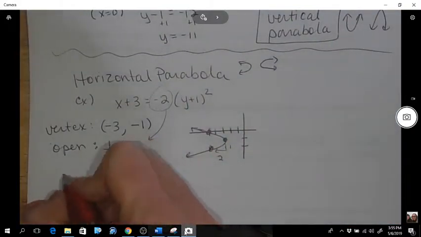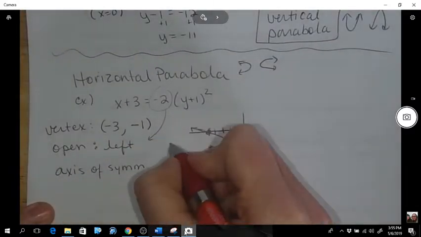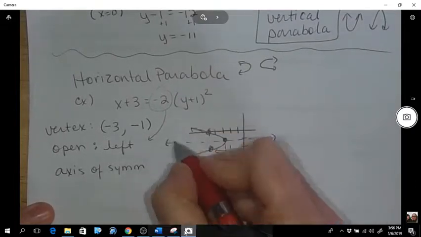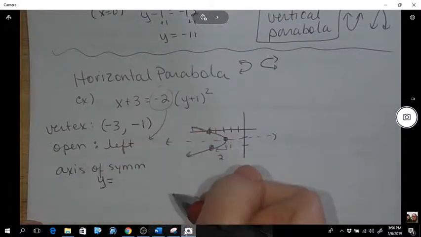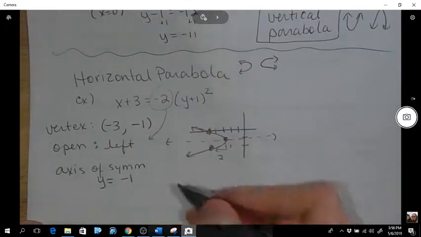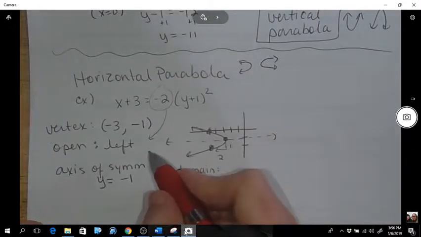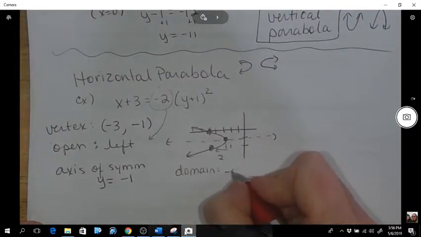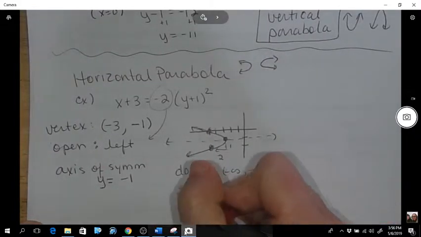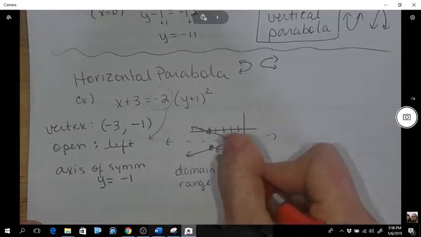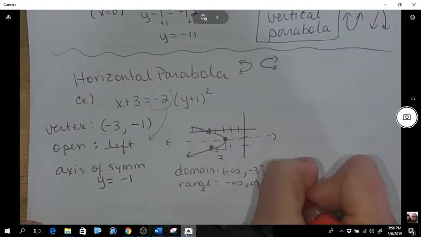Now let's answer some questions. Axis of symmetry. So that would look like that. So that's a horizontal line, so y equals negative 1. Domain, negative infinity, because forever left, and it stops at negative 3. And the range, it looks like it's going to go down forever and up forever. So negative infinity to infinity.